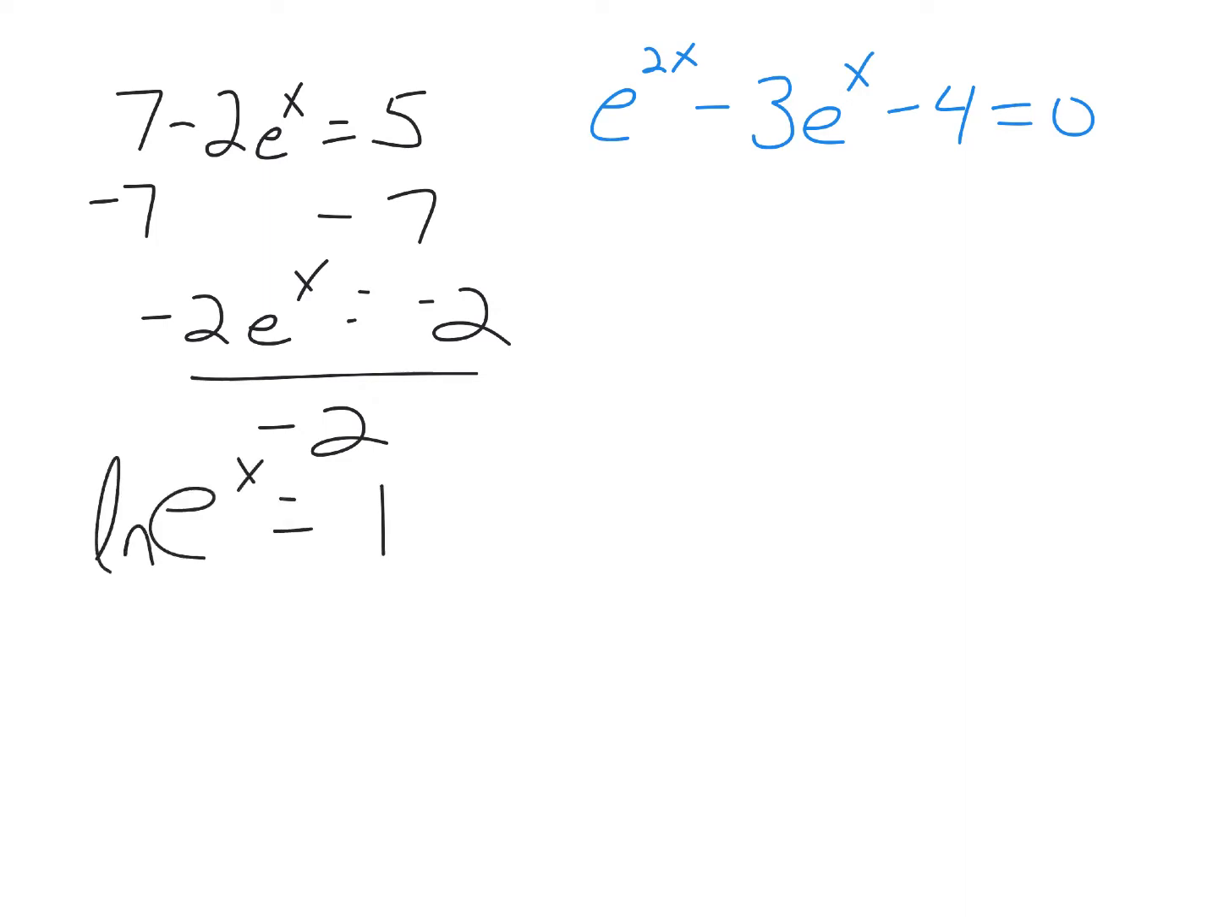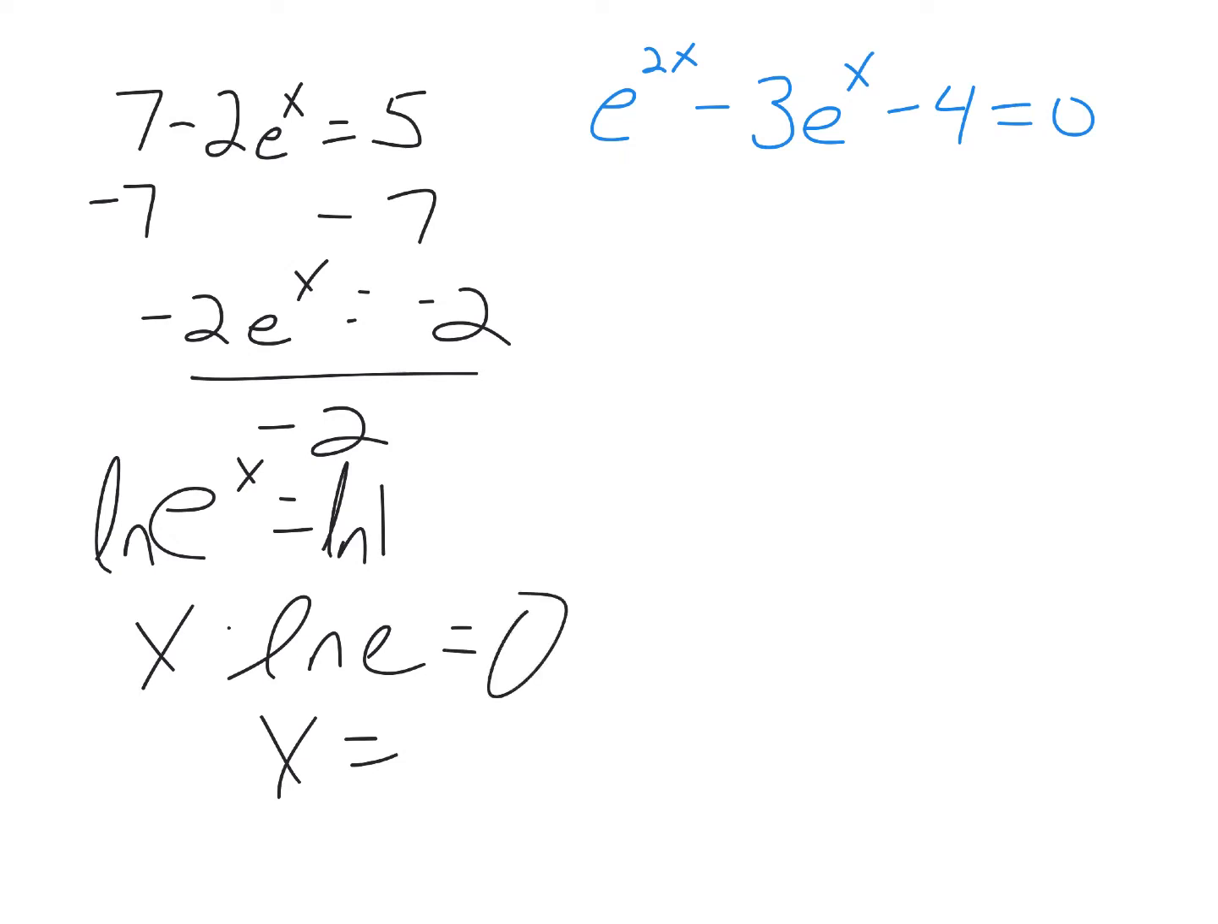And you're going to ln both sides of the equation. You get x times ln of e because you move the x up front because of your exponent rules, and ln of e is 1, so it's going to be x equals what? What's the ln of 1 equal to? Well, the ln of 1 is 0. Got lucky with that one. x equals 0.